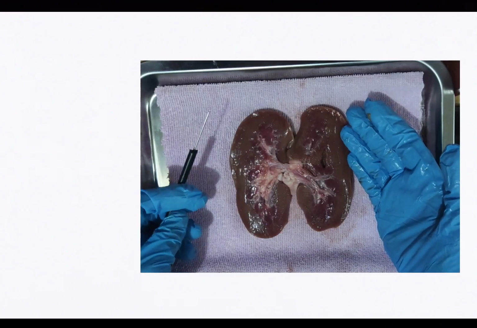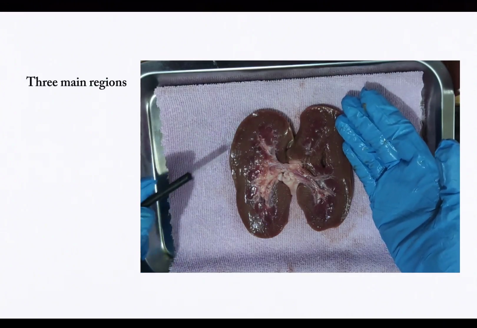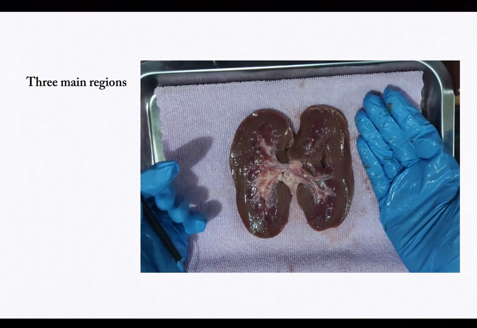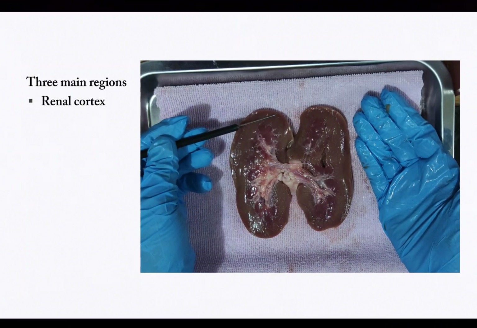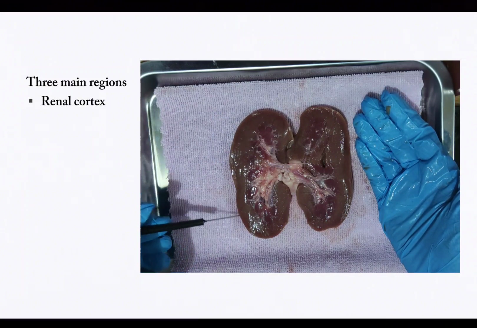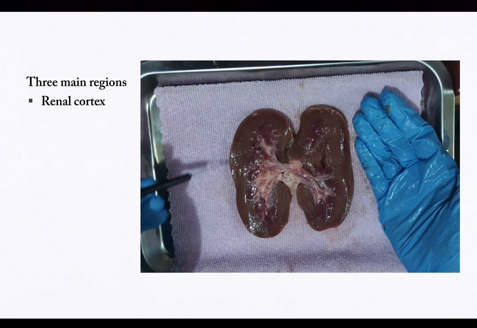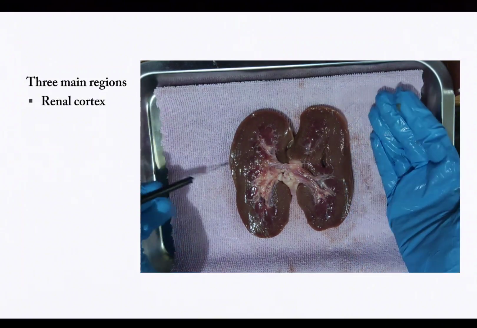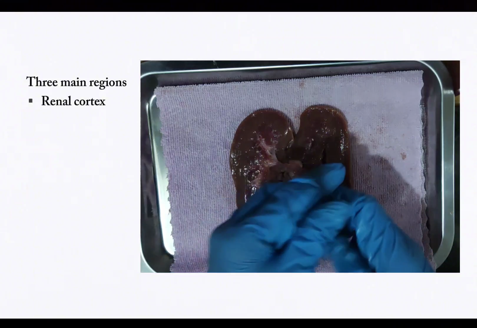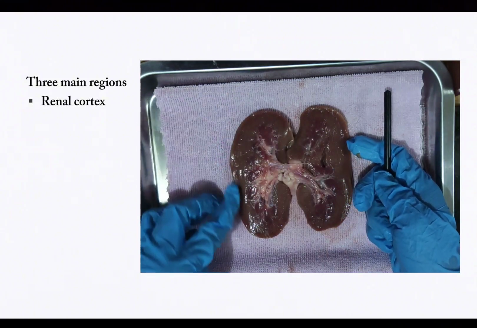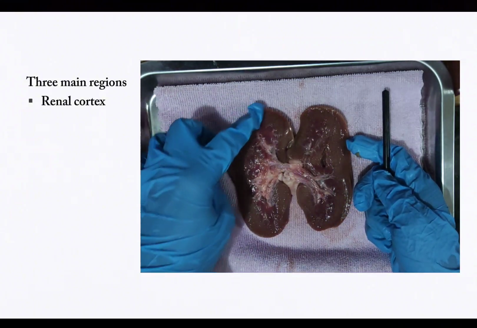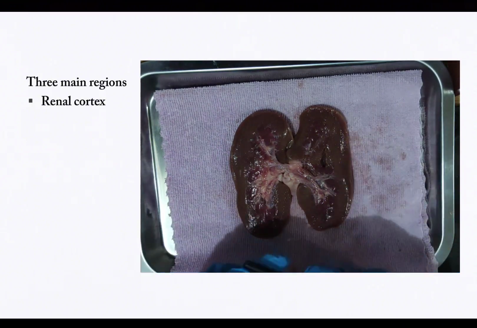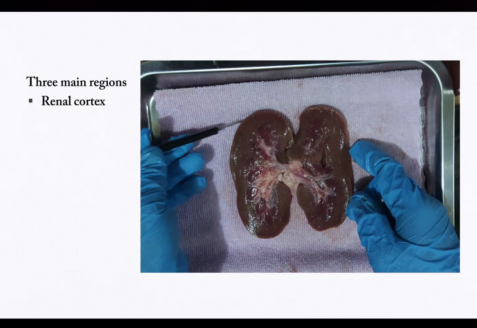Let us now identify the three main regions of the kidney and the structures that are present within them. First, the renal cortex. This is the outermost part, and it contains the glomeruli and the renal tubule, which are the site for blood filtration. It contains most of the functional units called nephrons, which are responsible for filtering the blood and producing urine. As you can see, it is shaped like a letter C, and it surrounds the other regions.